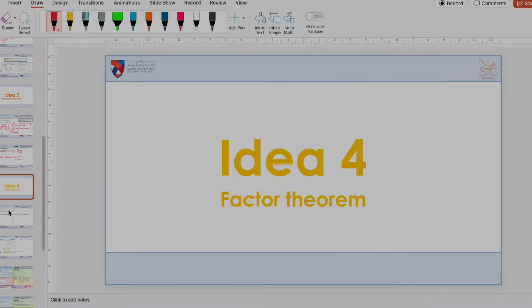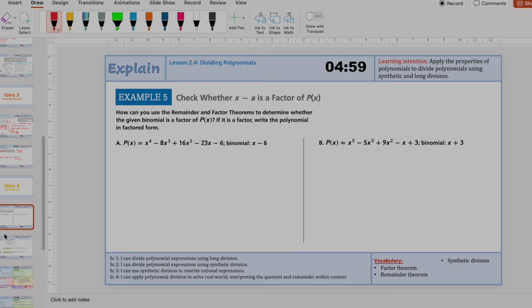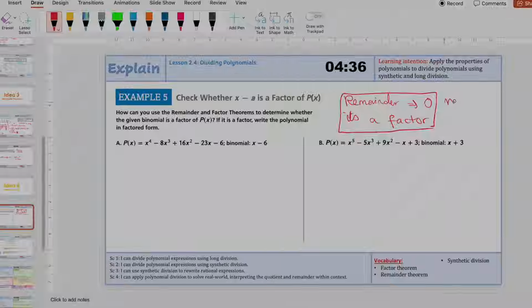Okay, so the last idea is the factor theorem. The factor theorem is just the same as the remainder theorem, but you can say that something is a factor of another term if the remainder was 0, then it's a factor. This means that you don't have any remainder left. So if there is no remainder left, then it's a factor.